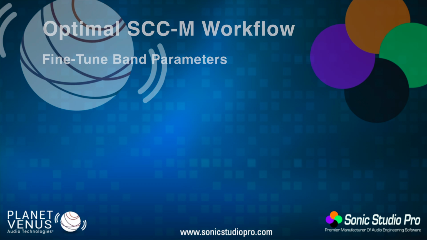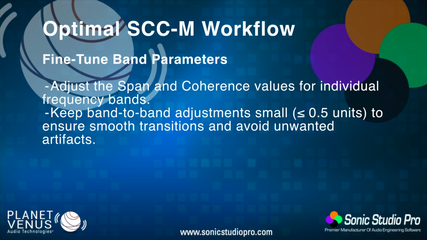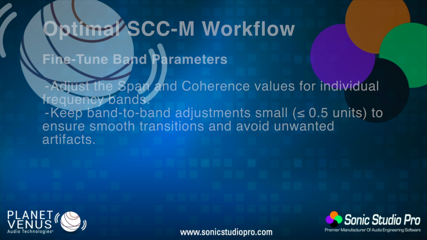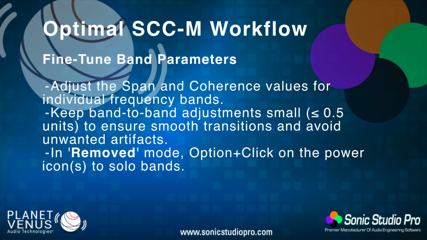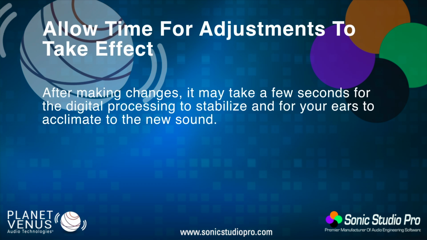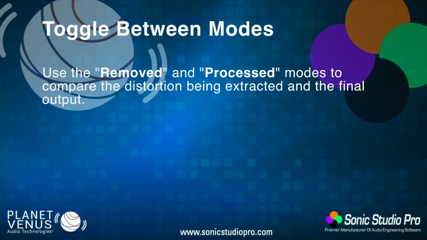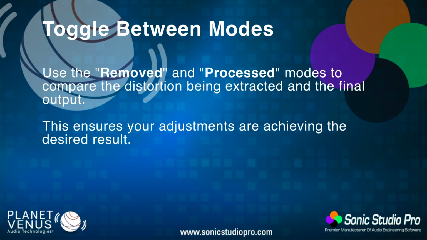Fine-tune band parameters. Adjust the span and coherence values for individual frequency bands. Keep band-to-band adjustments small, about a half a unit, to ensure smooth transitions and avoid unwanted artifacts. Option plus click on the power icons to solo bands. Allow time for adjustments to take effect. After making changes, it may take a few seconds for the digital processing to stabilize and for your ears to acclimate to the new sound. Toggle between modes. Use the removed and processed modes to compare the distortion being extracted and the final output. This ensures your adjustments are achieving the desired result.